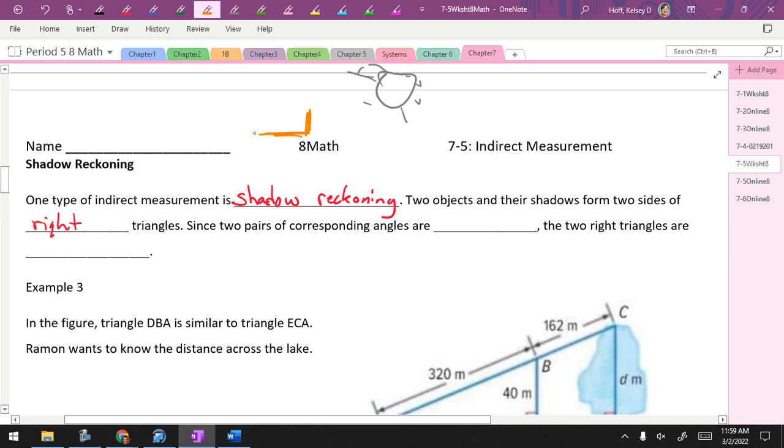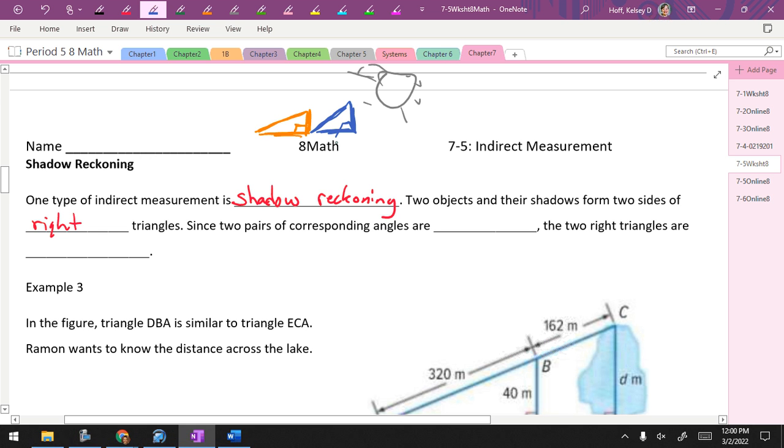If I connected the top of my real head to the top of my shadow's head, I would form a right triangle. Yes? Now, anything that's standing next to me, whether it's a dog, a tree, the bleachers, or a building, also has a shadow on the ground. If you connect the top of that to the top of the shadow on the ground, it's a right triangle. Everybody see how we come up with the two right triangles?